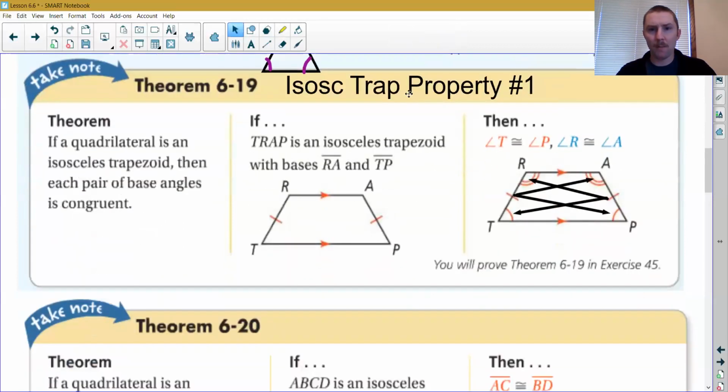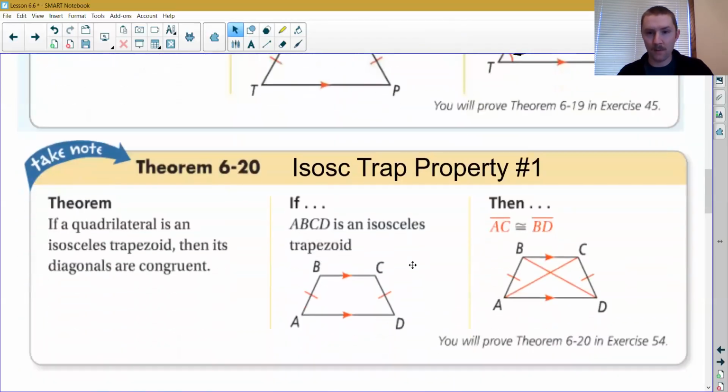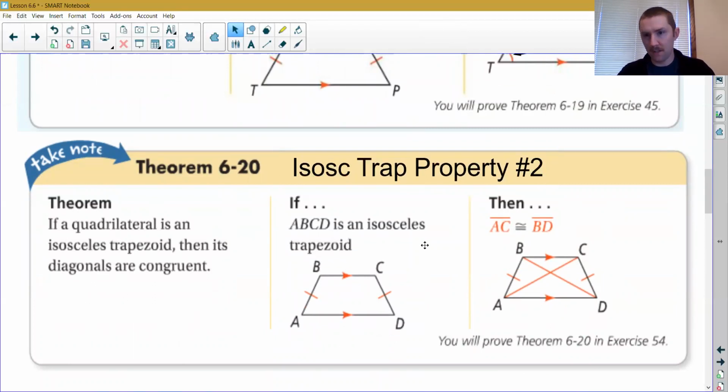Isosceles trapezoid property number 2 is actually the same as the only property of rectangles that we looked at, okay? So isosceles trapezoid property number 2 says that the diagonals of an isosceles trapezoid are congruent to each other, the length of them. So the distance from A to C is congruent to the distance from D to B, okay? These diagonals have to be congruent if you have an isosceles trapezoid, a specific kind of trapezoid, then we have congruent diagonals, okay?